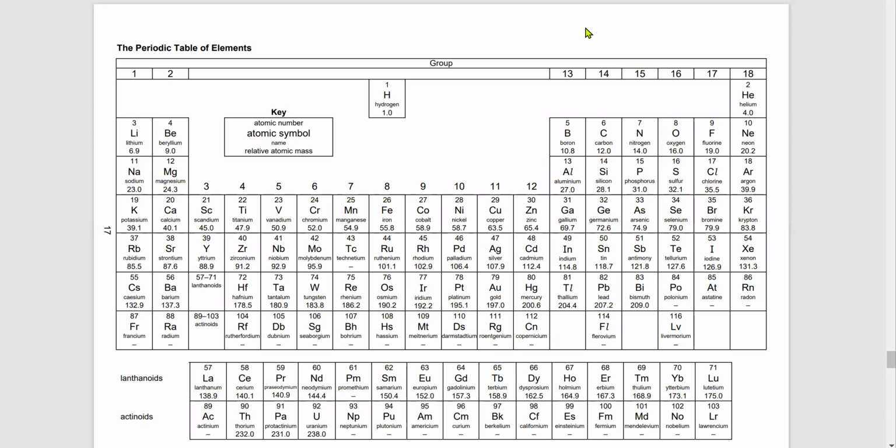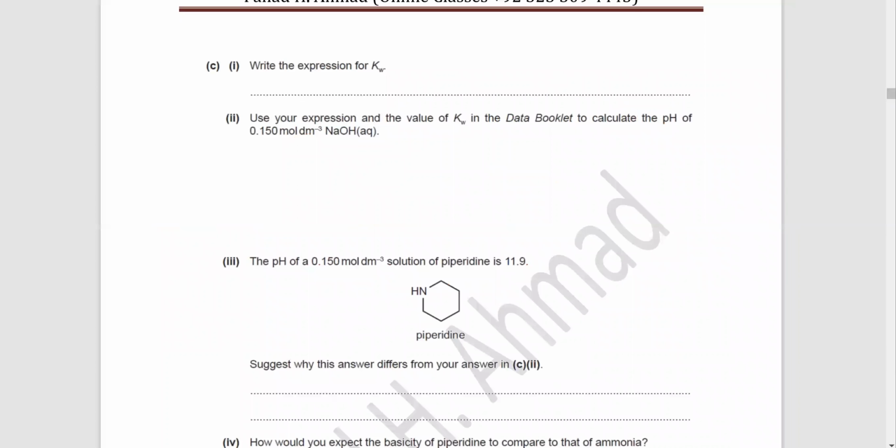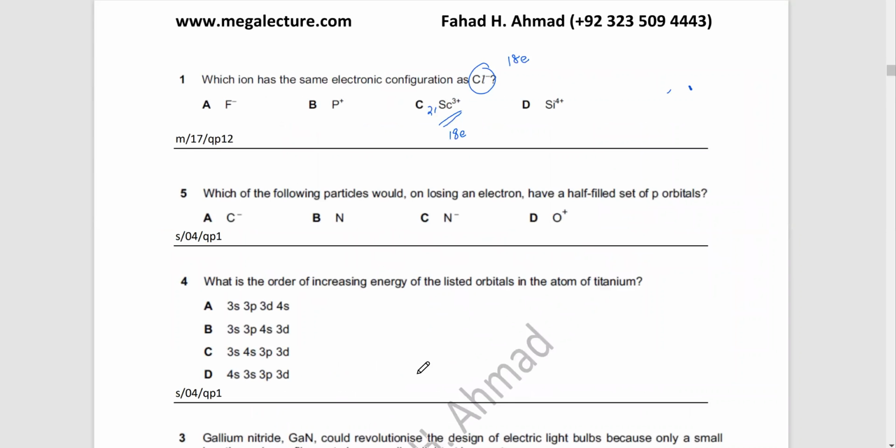Now, coming back to the worksheet that we were doing. Where did it go? One second. Achha, this one. Now, this is a tricky question. Which of the particles would, on losing an electron, have a half-filled set of p orbitals? Half-filled set of p orbitals.